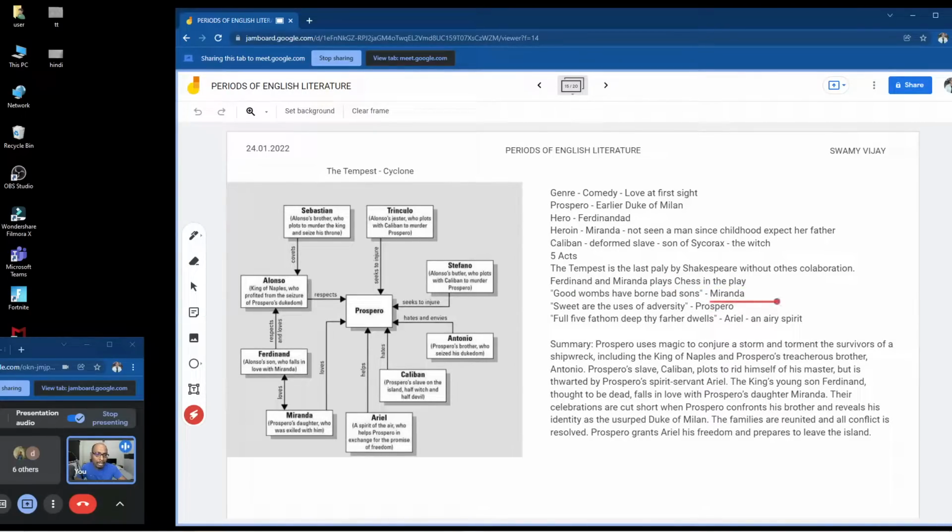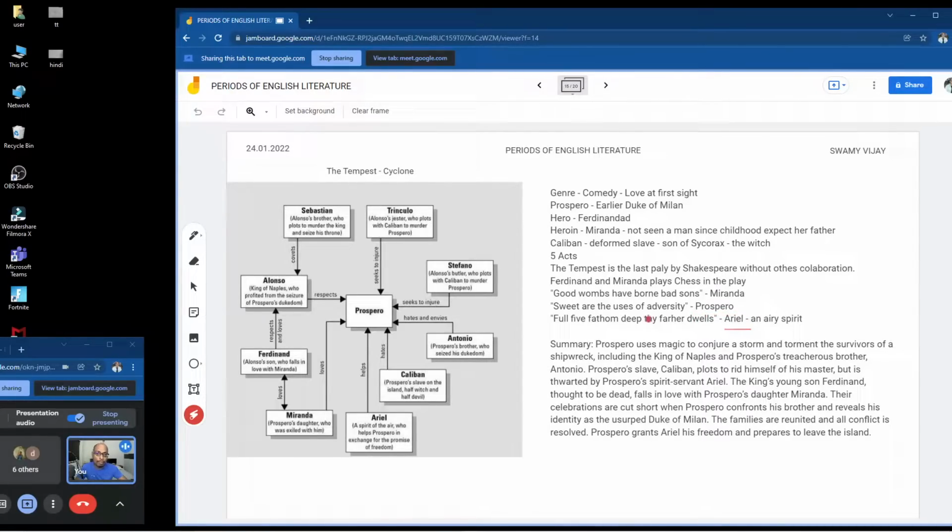And then Miranda and Prospero and Ariel, there are a few famous quotations or statements. They may give you the statements and you have to find out who said that statement. So Miranda's statement: good wombs have borne bad sons. And Prospero says, sweet are the uses of adversity. This is a very famous quote. So many times in exams they ask you this quotation, sweet are the uses of adversity, from which play it was taken and who said this statement. So it is from The Tempest and it is said by Prospero. Which act, which scene, you have to find out.